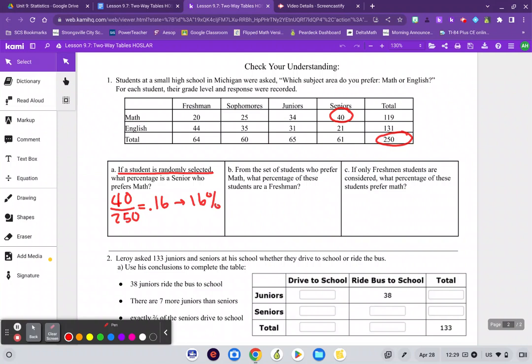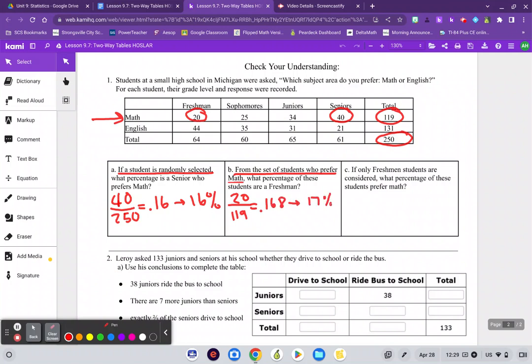Okay. B says from the set of students, so the whole set of students who prefer math. So from the set of students who prefer math, I'm looking specifically at this math row here. What percentage of these students are freshmen? So I have 20 freshmen. But see, I'm not looking at all the students because it says from the set who prefer math. So this time I'm doing a total out of 119. And so when I divide that, I get 0.168, which would round to 17%.